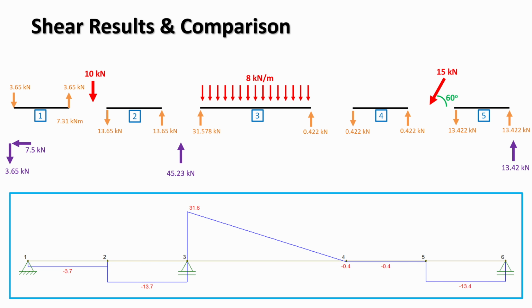The distributed load produces the expected variation along the span, and the point load introduces a clear jump in the shear. At the bottom, the shear diagram from F-tool is shown, and the results match exactly in magnitude, sign, and distribution. This confirms that the shear forces have been computed correctly, and the implementation is capturing the shear behavior of the beam as expected.